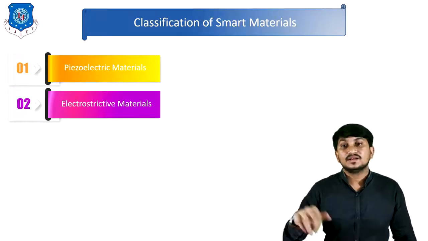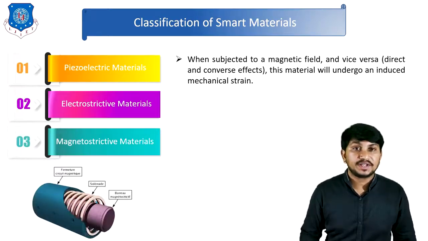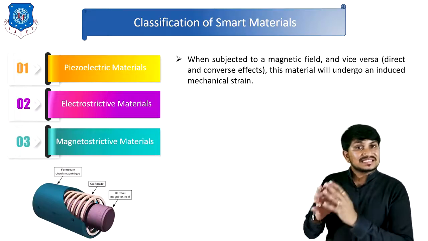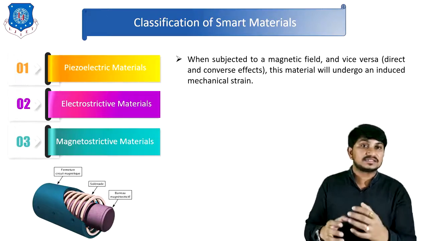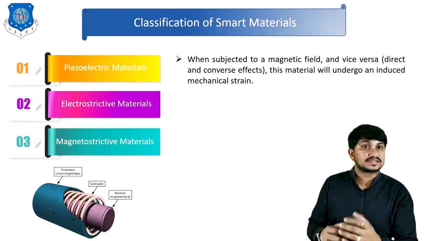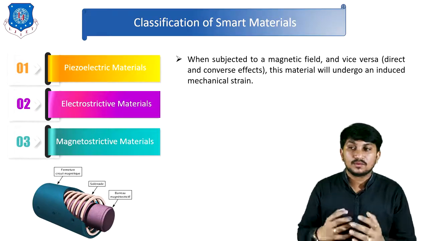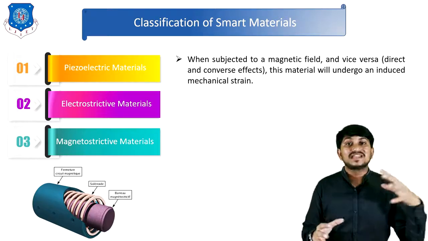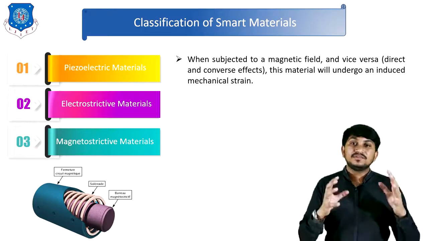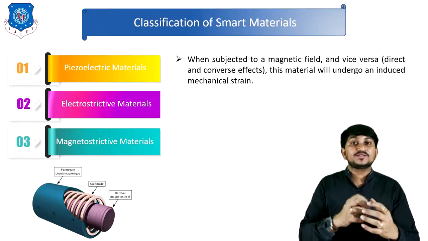Third type is magnetostrictive material. When this type of material is subjected to a magnetic field, and vice versa, direct and converse effects, this material will undergo an induced mechanical strain. So magnetostrictive materials are affected by the magnetic field. When this material is in a magnetic field, it reacts.